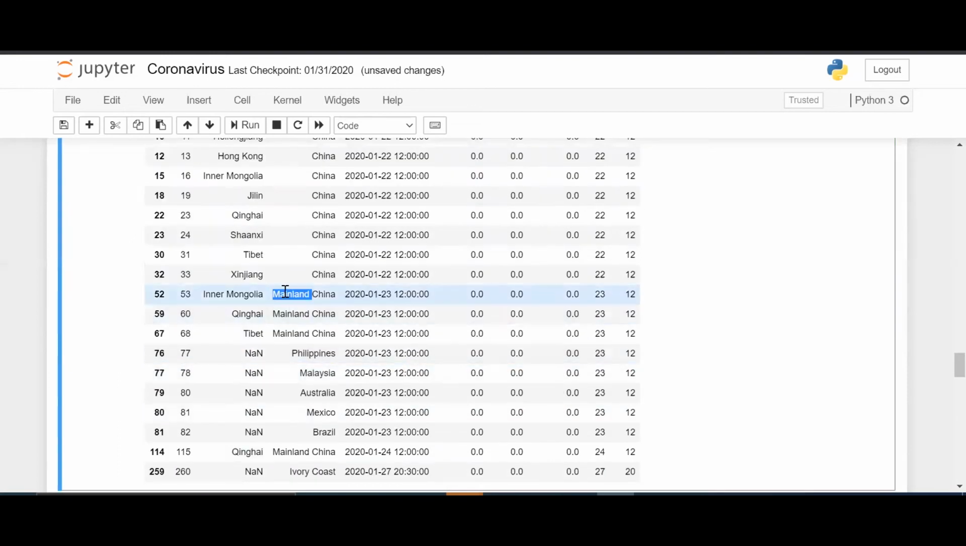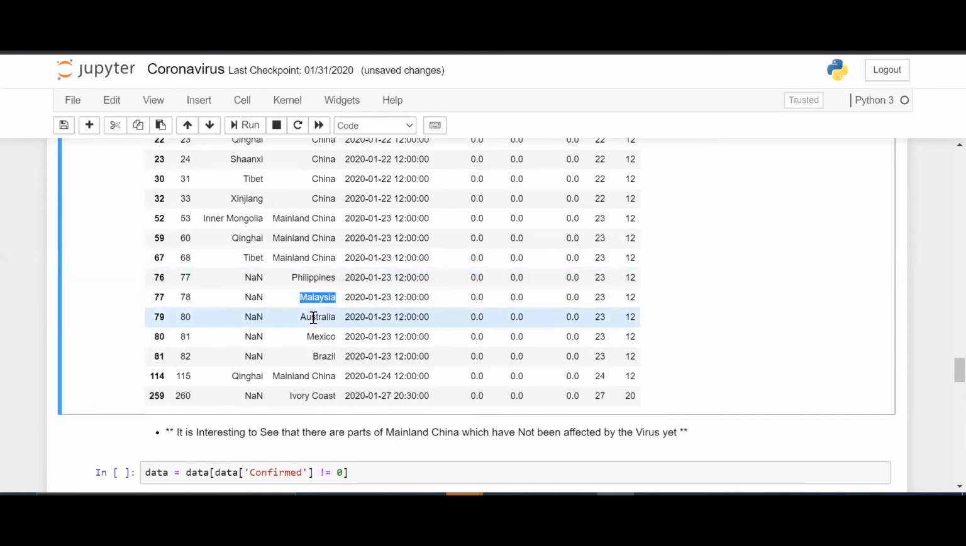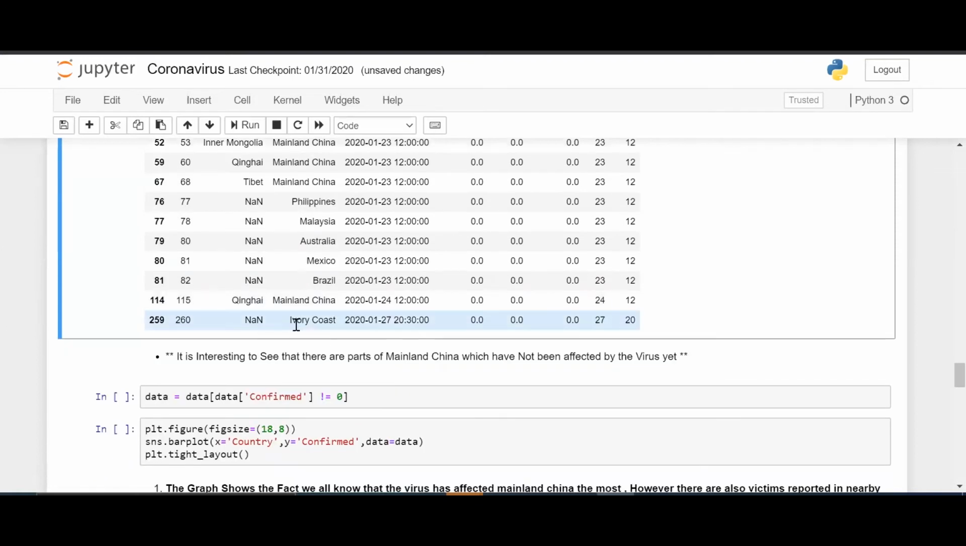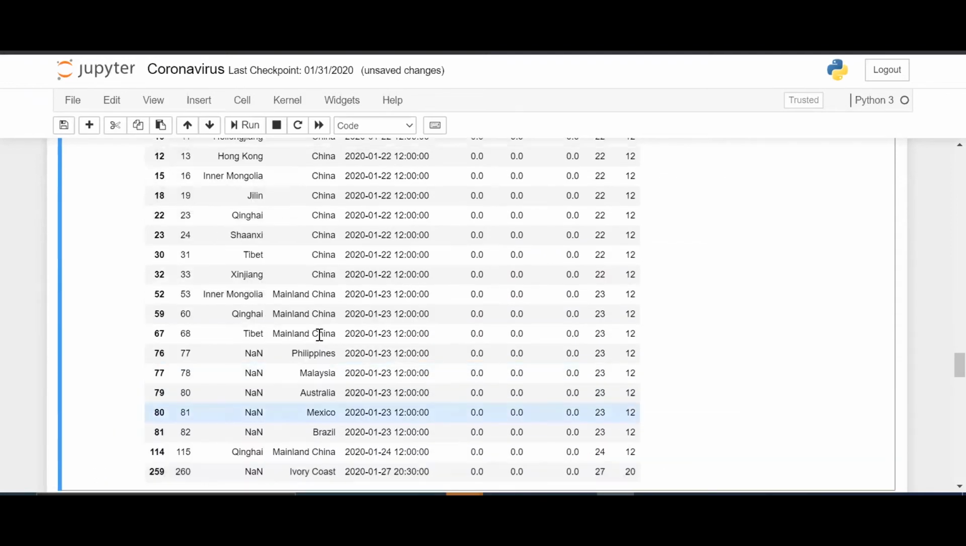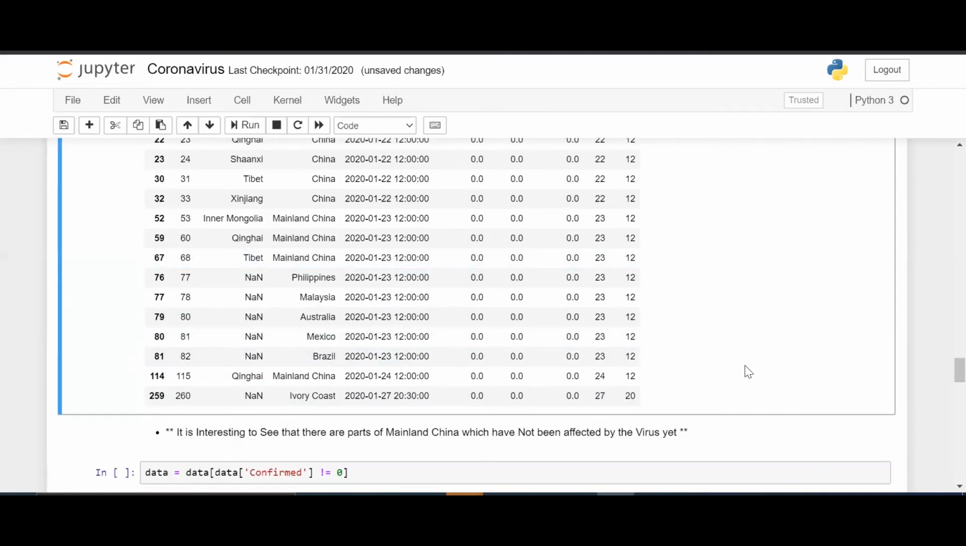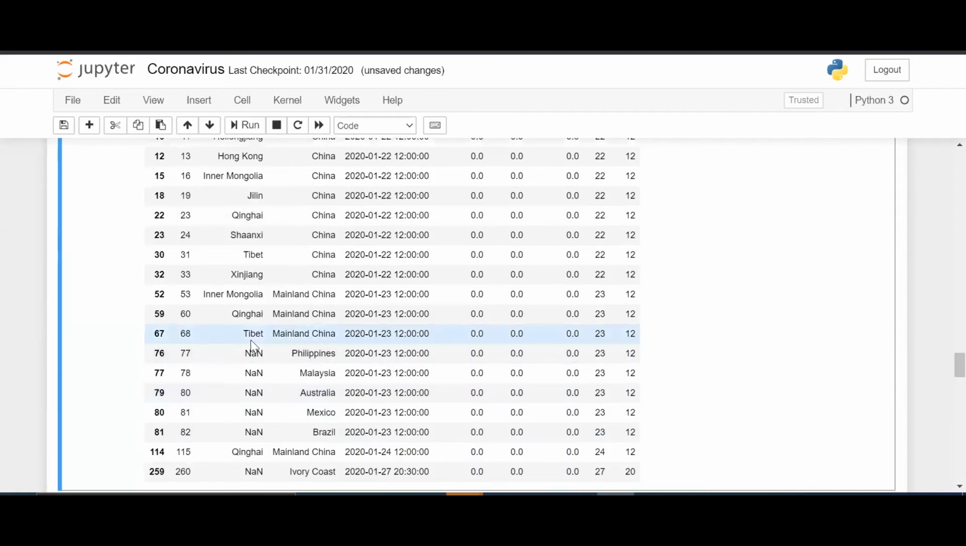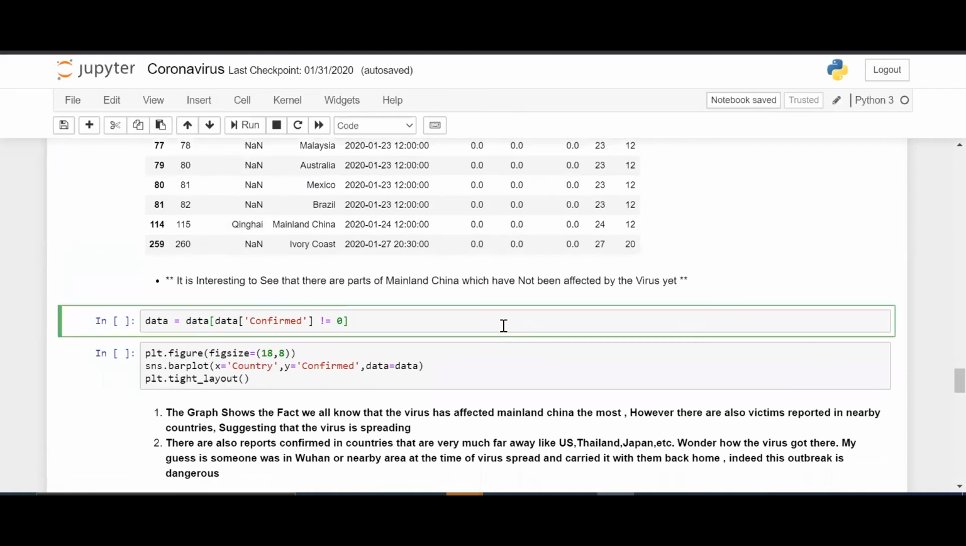Moving on, within mainland China, you have many regions which have 0 confirmed cases. Similarly, Philippines, Malaysia, and a particular empty region in Australia, Mexico, and Brazil too have 0 confirmed cases, including Ivory Coast. So it is interesting to note that there are many parts of mainland China that have not been affected by the coronavirus yet. For example, you have Tibet and Qinghai having absolutely 0 cases in the coronavirus pandemic as of 23rd January 2020. All right, so let's shift enter.